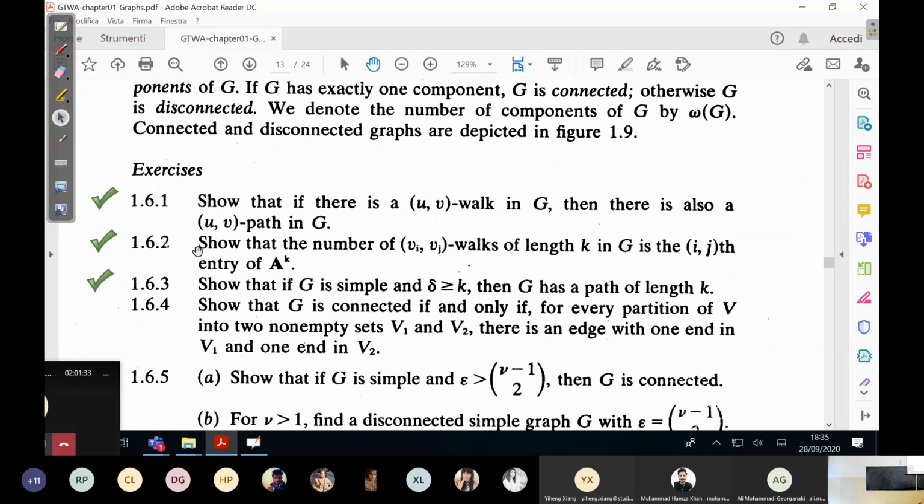Oh, this is rather difficult. To show that the number of v_i, v_j walks of length k in G is the i,j-th entry of A raised to the k, meaning multiply A times A, normal row by column multiplication of matrices. Here, you would need the induction procedure, the inductive proof.